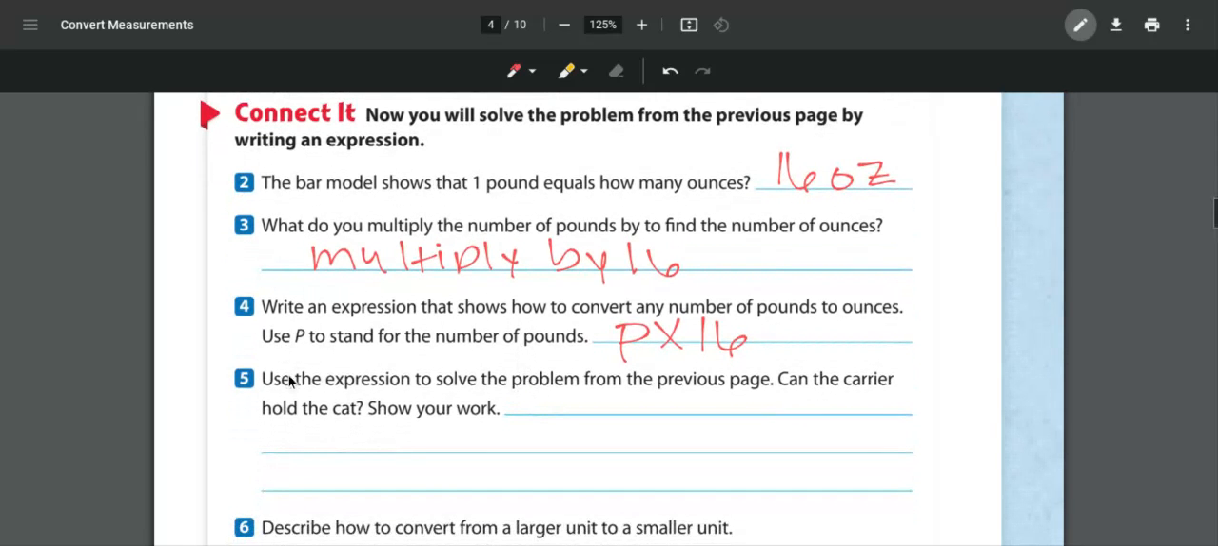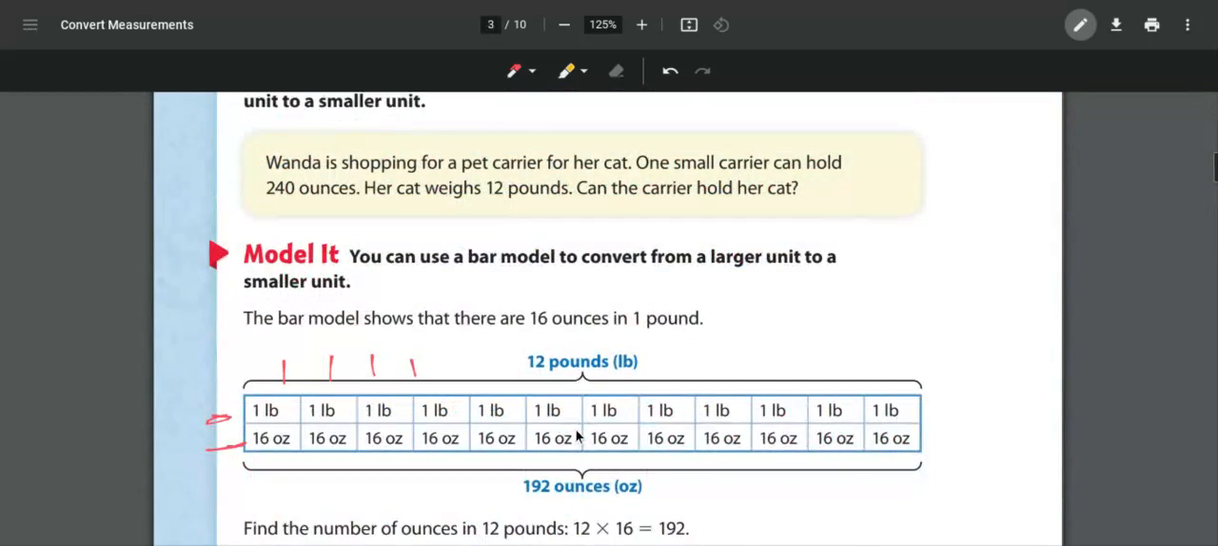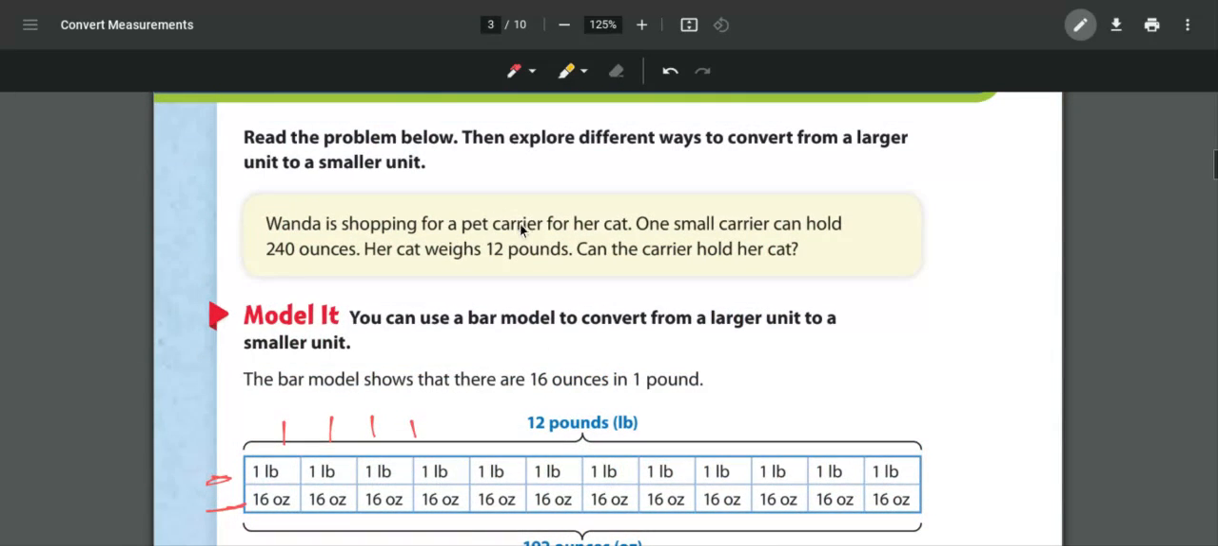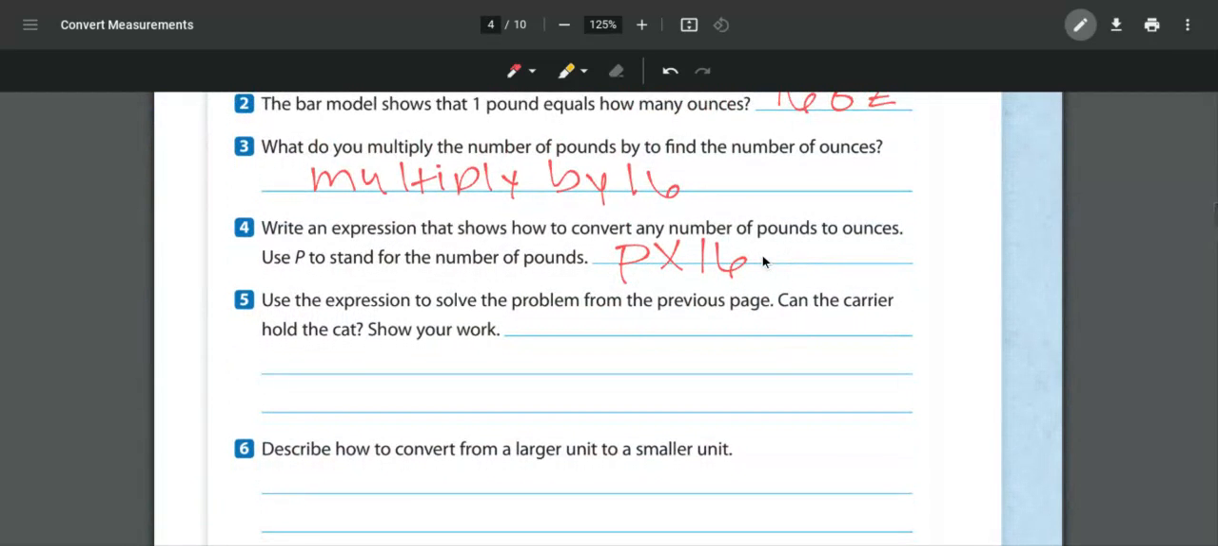Okay, so now we've got to use the expression to solve the problem from the previous page. Can the carrier hold the cat? Let's show our work. All right, so let's go back to that previous page. Wanda is shopping for a pet carrier for her cat. One small carrier can hold 240 ounces. Her cat weighs 12 pounds. Can the carrier hold her cat? All right, so 240 ounces. We're just going to put that to the side, okay? So she is 12 pounds, so P is going to equal 12, right?